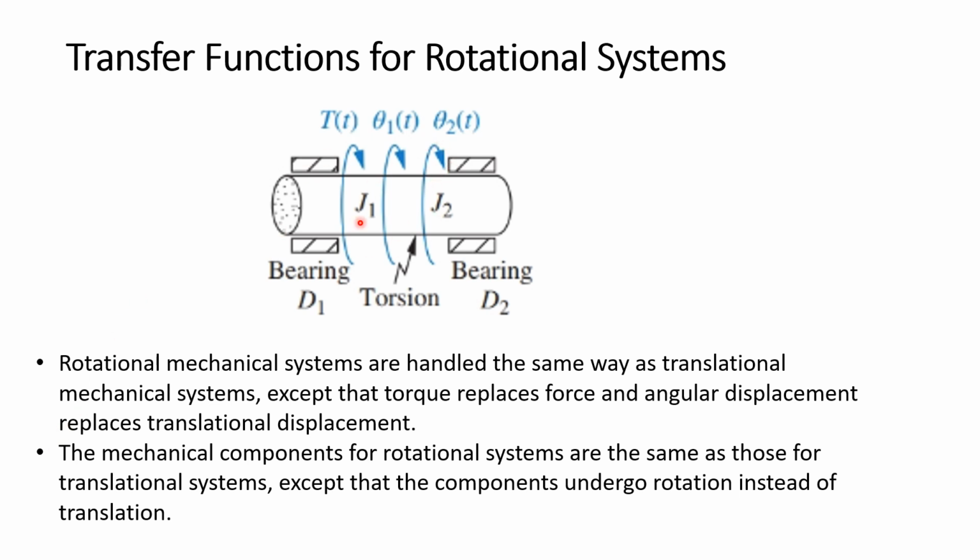So here's a typical system we'll look at. We have a rod that's supported by two bearings. These are going to be handled similar to what we did for the mechanical systems, except that in this case, torque replaces force and angular displacement replaces translational displacement. And also the components undergo a rotation instead of a translation.